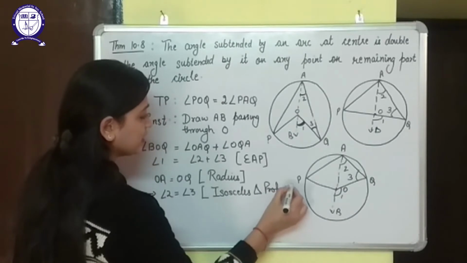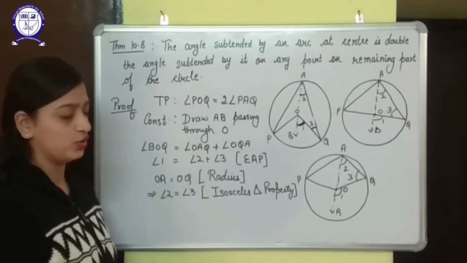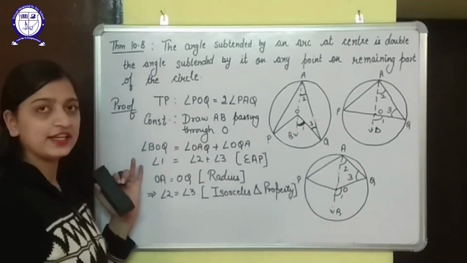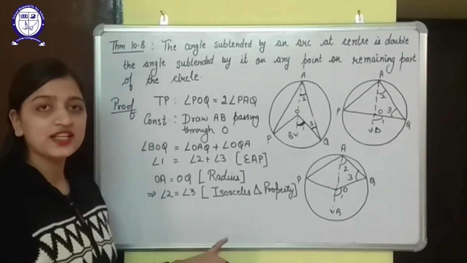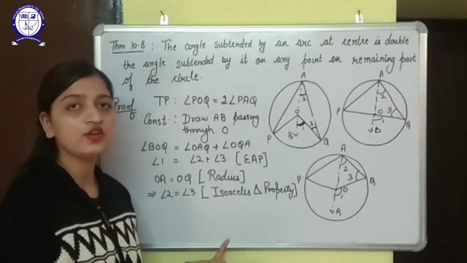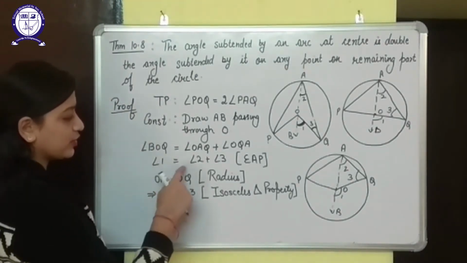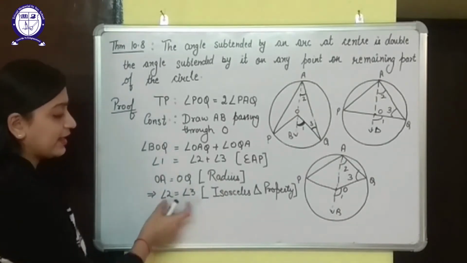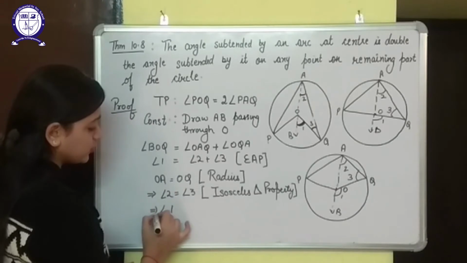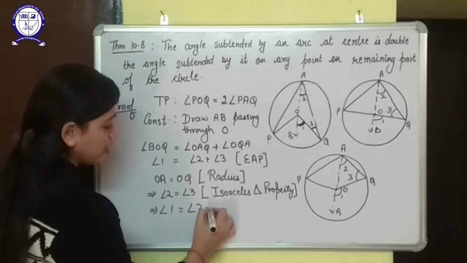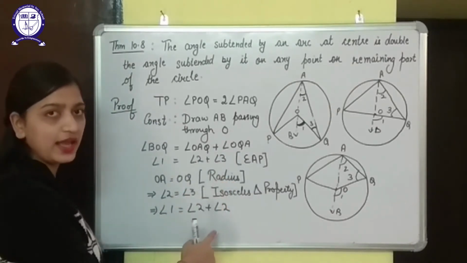So you can see that in this theorem we are using the properties of the previous chapters also. First we applied the exterior angle property from our chapter 6, lines and angles. Then we applied the isosceles triangle property from our chapter 7, congruent triangles. So by this I can say angle 1 is equal to angle 2 plus angle 3 and angle 2 and angle 3 are the same. So angle 1 is equal to angle 2 plus angle 2, because in the place of angle 3 I can put angle 2.